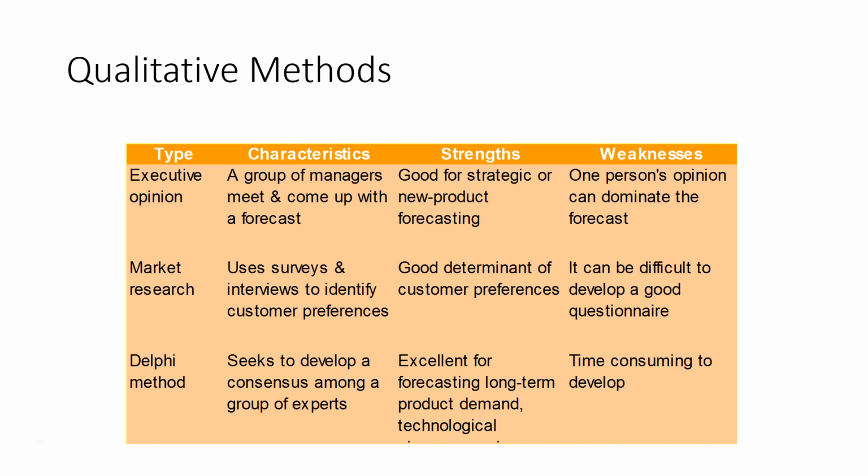executive opinion. Market research is where we actually go out and we do the work. We look at what's going on in the market, what are the trends, how will a product resonate with customers, that kind of thing, and we use that to make our forecast. Its strengths are it's a good determinant of customer preferences, because one of the things we do in market research is find out from customers what they want. The downside is that it's going to be difficult to develop any sort of good questionnaire or any sort of good process of getting information from customers, especially if the product is new and we just don't know how the product is going to resonate.